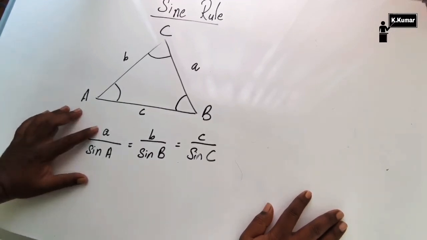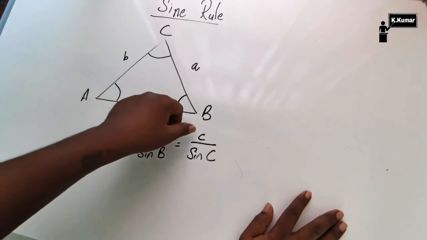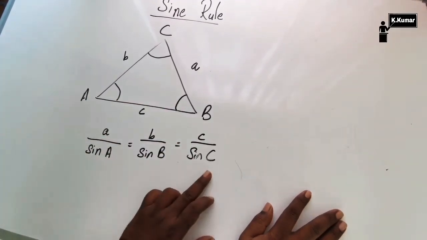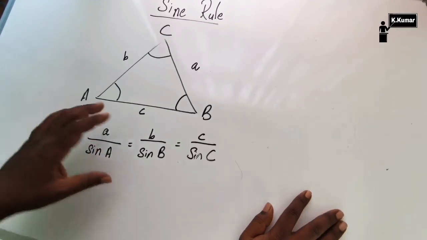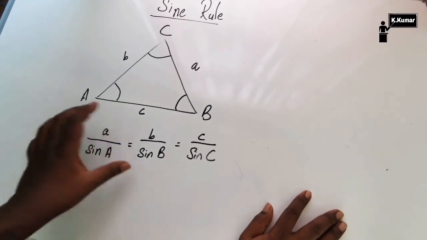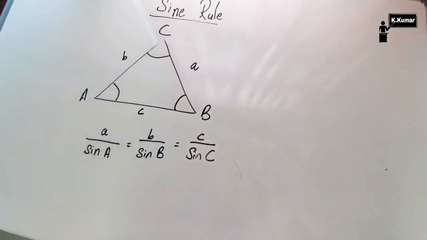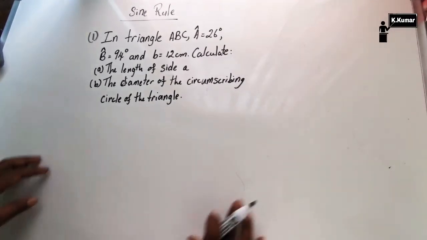And the formula is A over sine A is equal to B over sine B is equal to C over sine C. And remember I said that we don't use all three parts. We use two of the three, and then with the two we have 1, 2, 3, 4 elements. Out of the 4 elements we must know 3 of those 4 elements in order to solve for a missing side or a missing angle. So let's start off with sine rule.